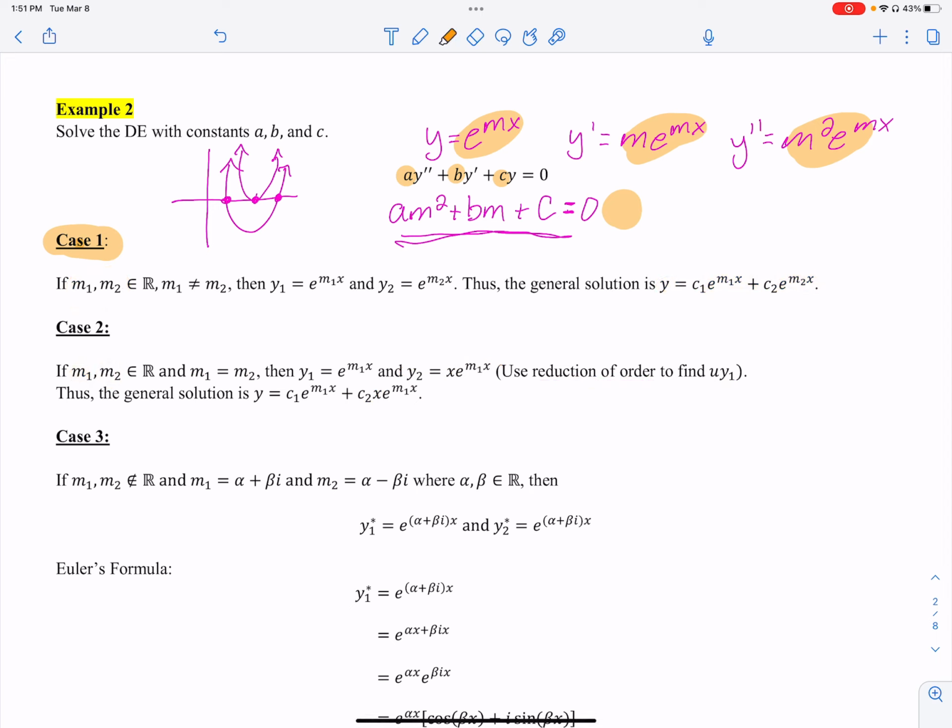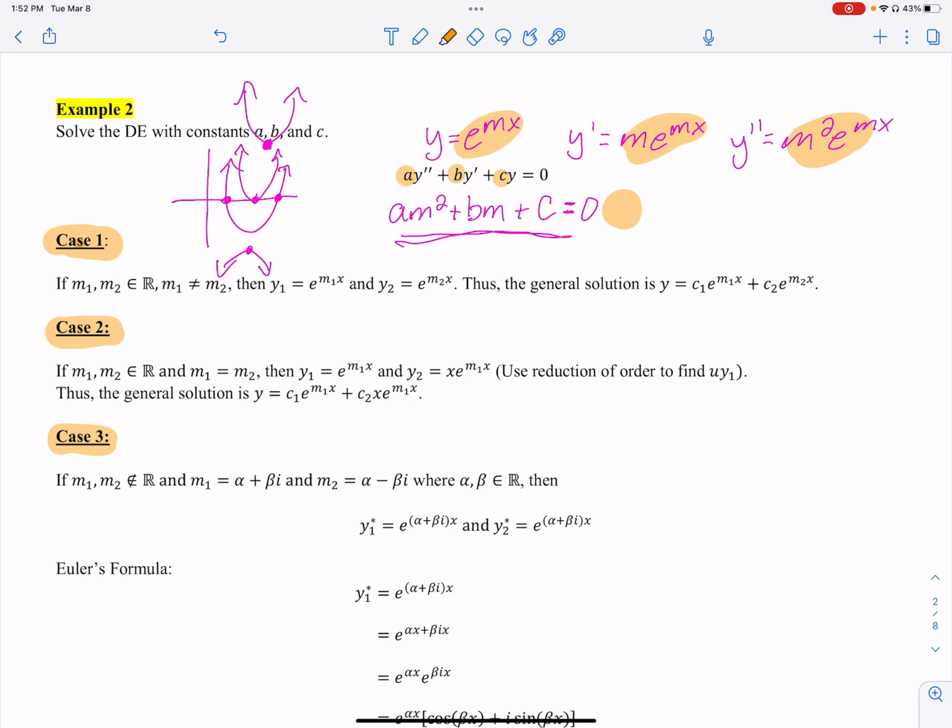Case 1 was when they were real numbers. Case 2, we just did it. They're real numbers, but they're the same number, so I have a repeated root. And then case 3 is that they're imaginary. Right? That's the other case for this parabola. That would be maybe when the parabola is up here or down here, right? It's not crossing through the x-axis at all, so it has no real roots. They have what we call imaginary.